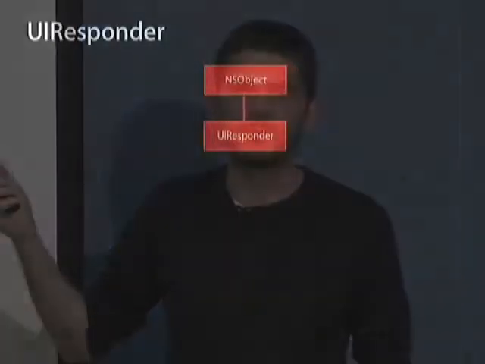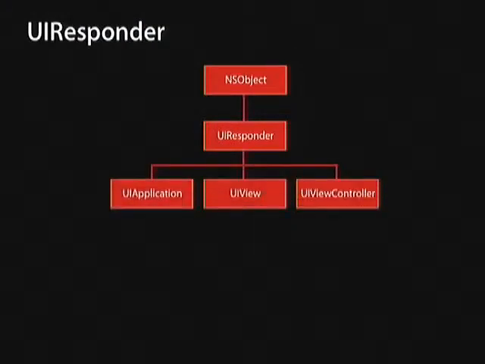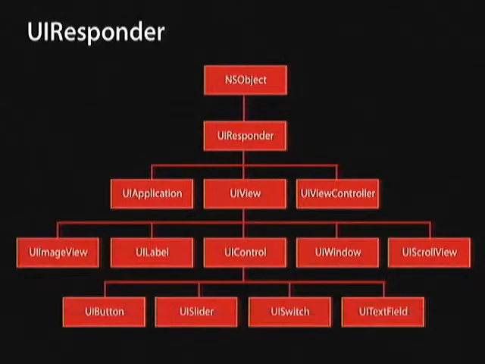OK, so those are the UI responder methods that get called on your responder objects. But what are responder objects? As I said, UI responder is a subclass of NSObject. UI view is a direct subclass of UI responder. But there are a few other things you might not think of, like UI view controller and UI application. Both of those can also receive touches since they are subclasses of UI responder. And there are quite a few different types of views that are subclasses of UI view: UI control, UI label, UI window, scroll view, image view, all these different things. All of those are also UI responders since they're subclasses of UI view, so any of those also receive these touch methods.